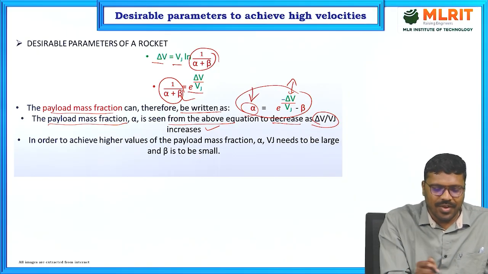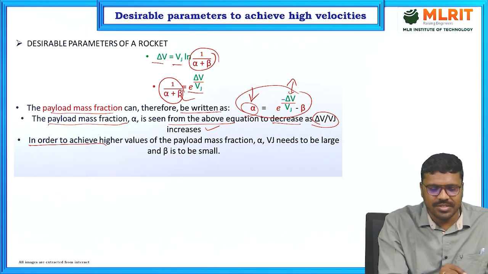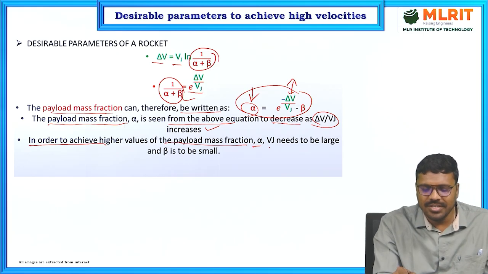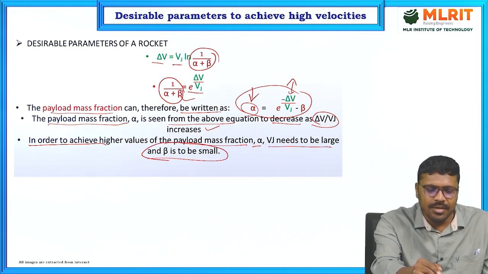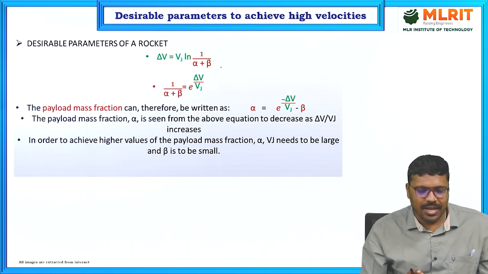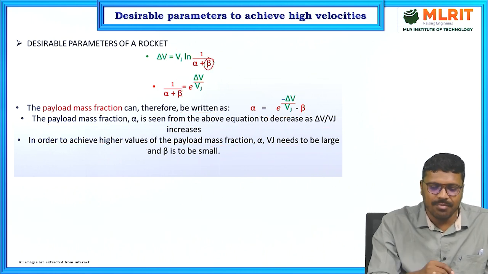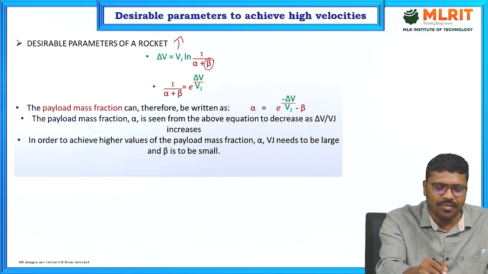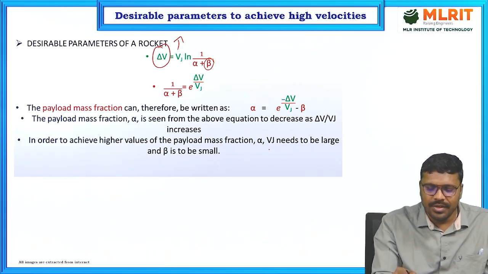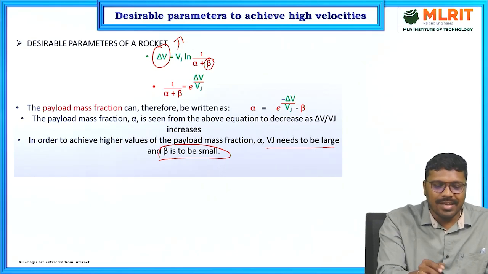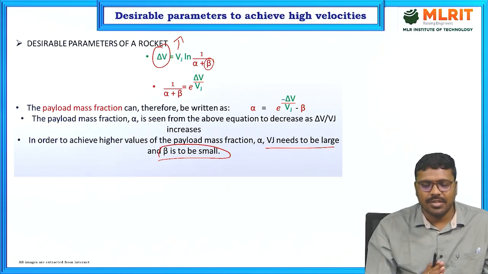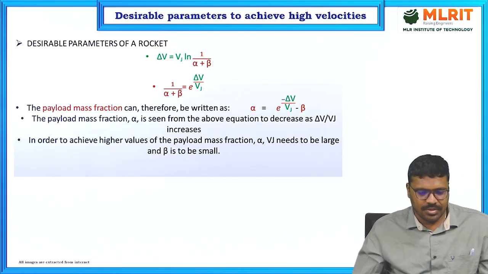Finally, in order to achieve higher velocities, Vj needs to be large and beta needs to be small, because beta is in the denominator and Vj increases the value of delta V. These are the desirable parameters to achieve high velocities.